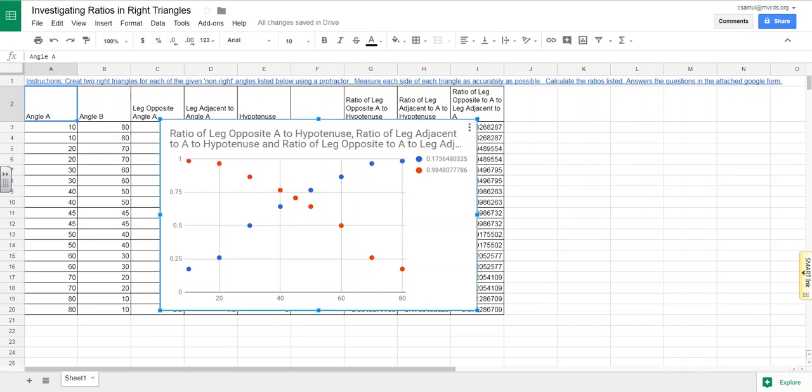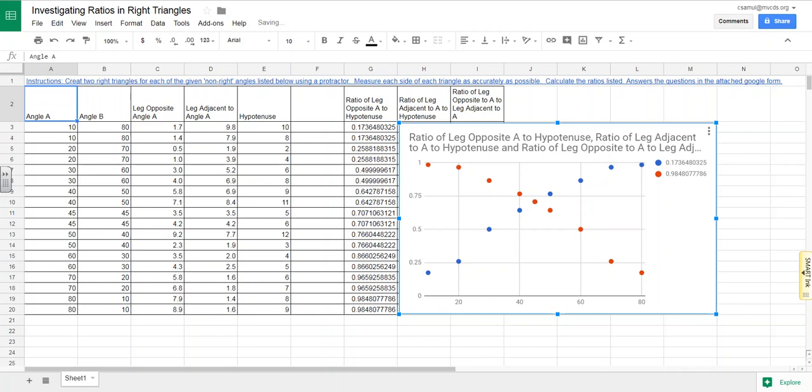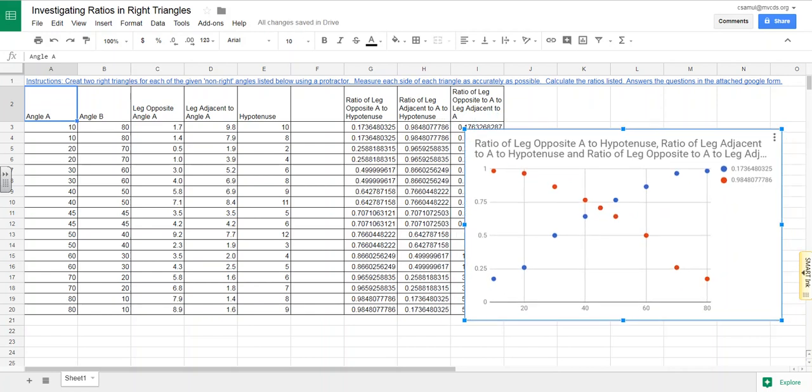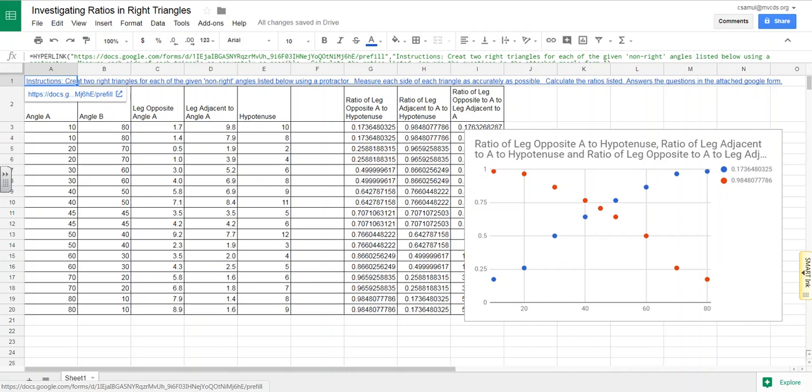What you're going to do from here is take this chart, or this graph, and use the table, the values, and use the graph image to try to answer some questions in a Google Forms document here in this link. So that is a bit of how to make equations and graphs in Google Sheets, specifically with what we're trying to do with this activity.